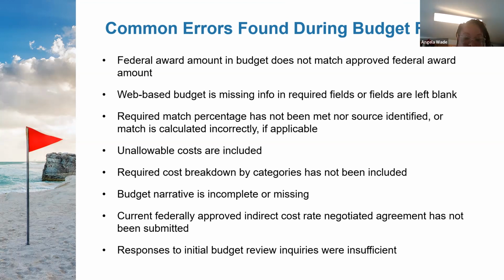And finally, responses to initial budget review inquiries were insufficient. If we review your budget and we send it back to you for additional information or questions, please make sure you read through them and respond to them. If for some reason you're not quite sure what information we're looking for, please reach out to your OJP grant manager and they will be able to assist you. So the goal is to get your budgets reviewed and approved so that you can begin working on your particular grant program. Next slide, please.